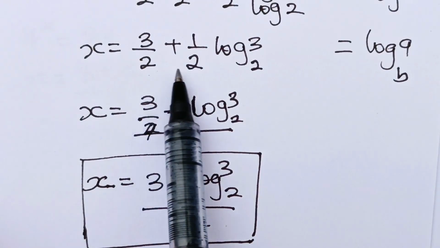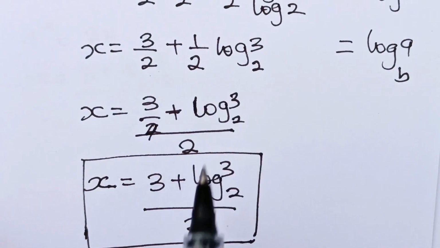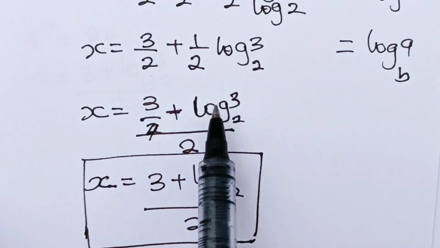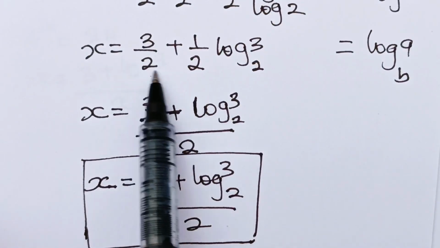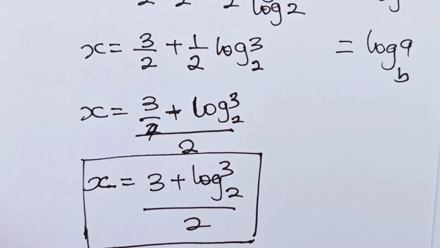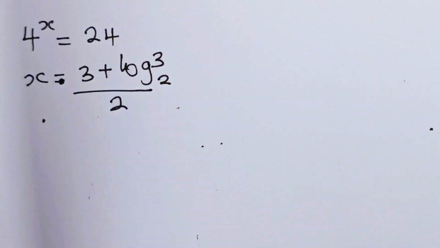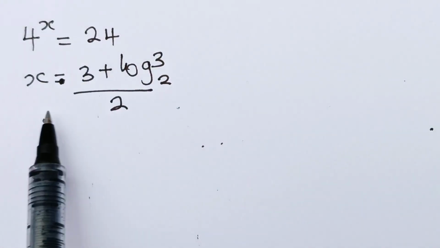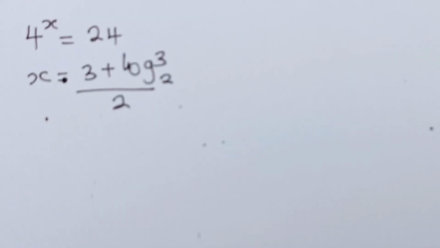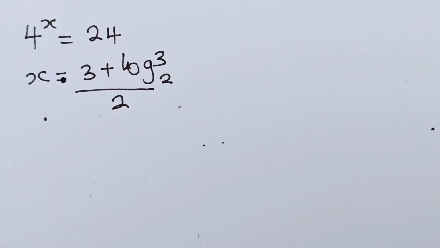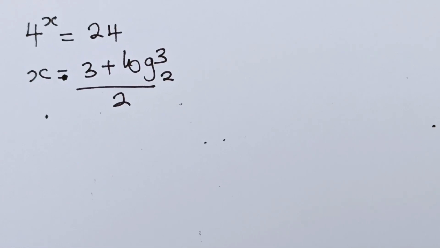Since they are sharing the same denominator, we can write this as 3 plus log 3 base 2, divided by 2. Now let us prove that what we solved is right. So this is the question and this is the value of x that we got. Now let us prove that it is right.